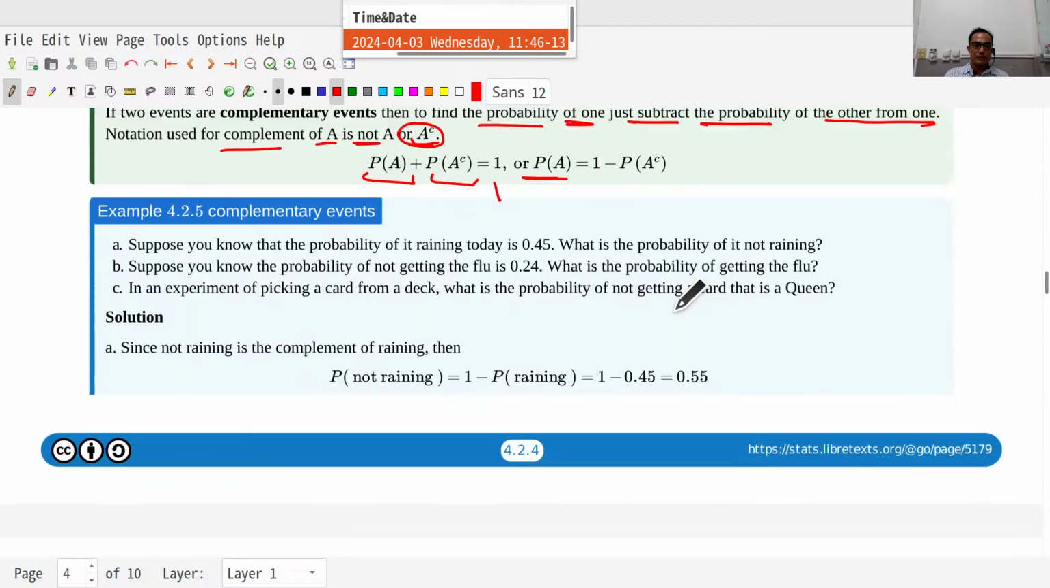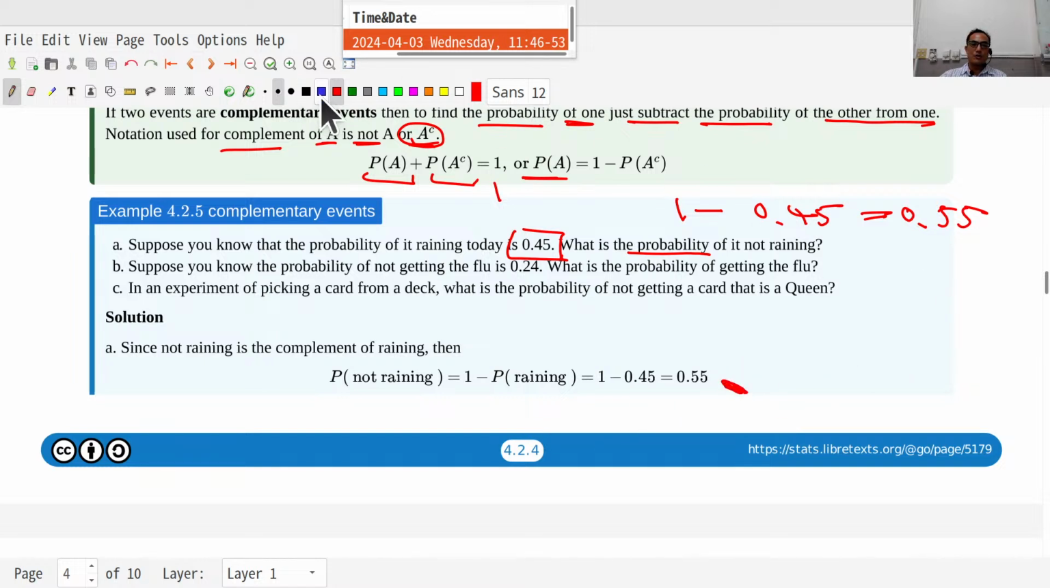For example, suppose you know the probability of it raining today is 0.45. What is the probability of it not raining? The total probability is 1, subtract the other one, and you get 0.55.